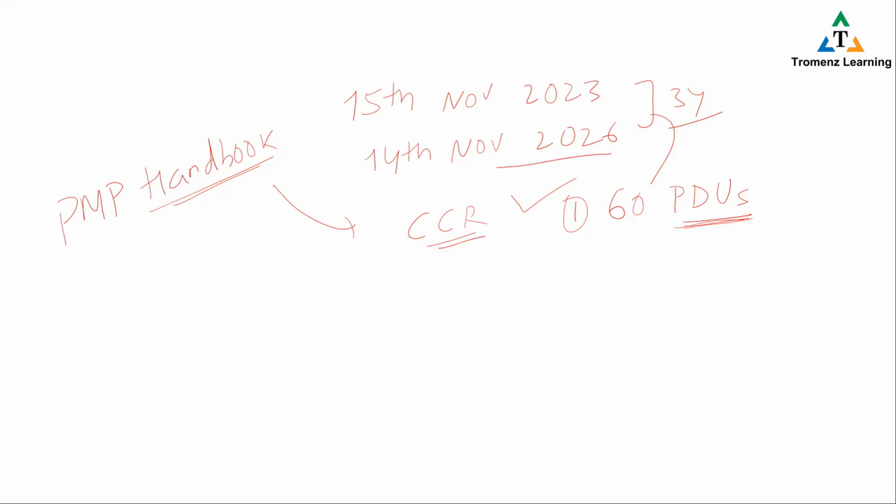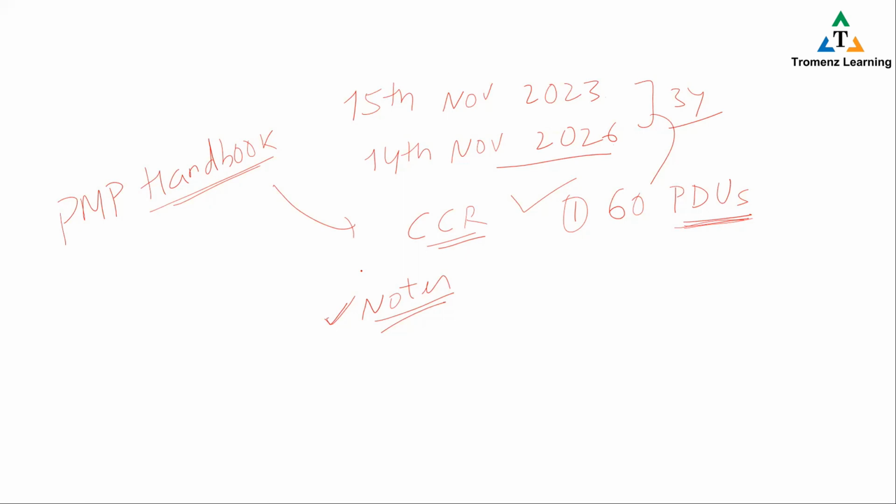There is one type of PDU which is self-directed learning. Like, I say that I read this book on project management, and I spent 20 hours reading that book. Claim PDUs for that. And what would be the evidence for that PDU? Make a few pages of notes on the book, just in case your PDUs are subject to audit.